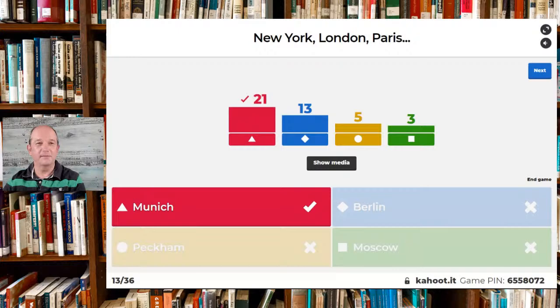What's wrong with Peckham? It's the music round. So that's what's wrong with that, Stephen. That was the line from the side of Trotters Independent Trading on their van. So yeah, 21 of you getting that right. Well done, Munich, because it rhymes with music.